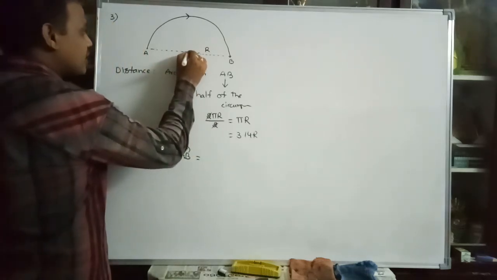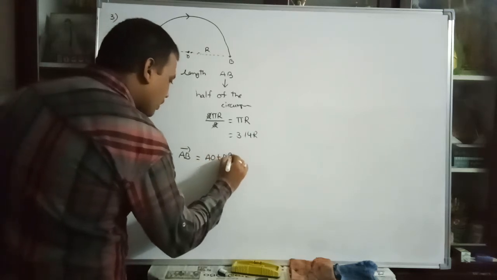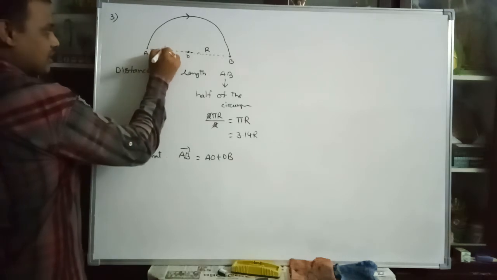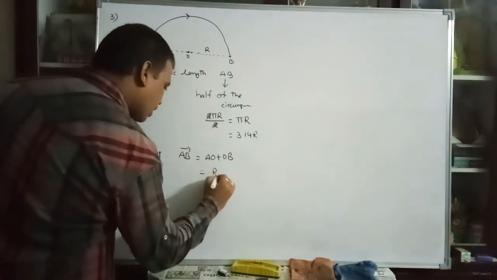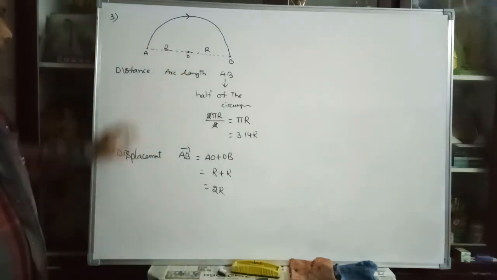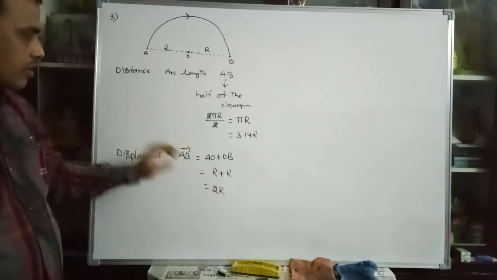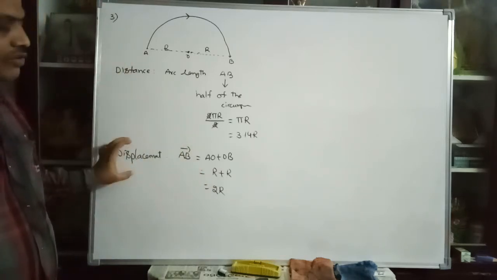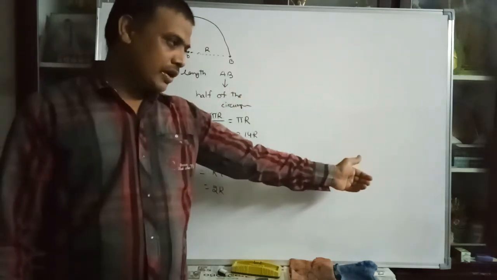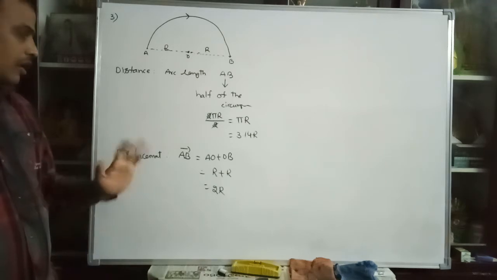So here, considered as the center, AB bar can be taken as AO plus OB. AO is nothing but the distance from the center to a point on the circumference, which is the radius. So R plus R is 2R. According to this application also, the distance value is 3.14 r and the displacement value is 2r. So according to this application, distance is always greater than displacement. In the second application, distance is always greater than displacement. Third application, distance is always greater than displacement.